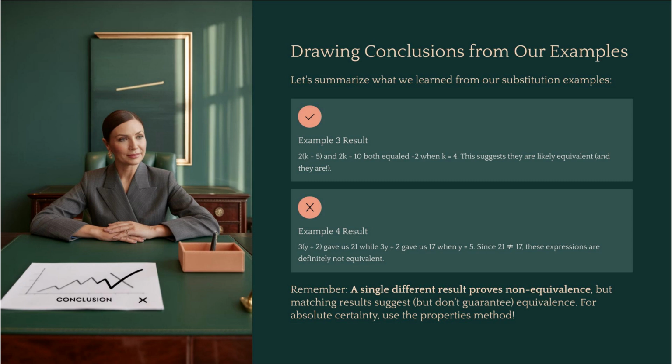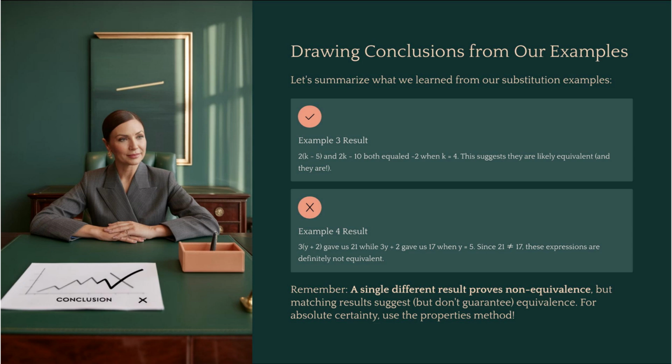Because our test value of y equals 5 gave us different results, 21 and 17, we can definitively say that expression c, 3 times the quantity y plus 2, and expression d, 3y plus 2, are not equivalent. Remember, if we can find even a single number for the variable that gives different results, the expressions are not equivalent.